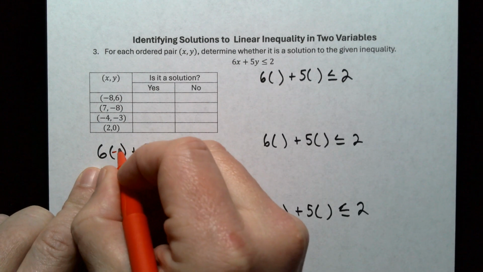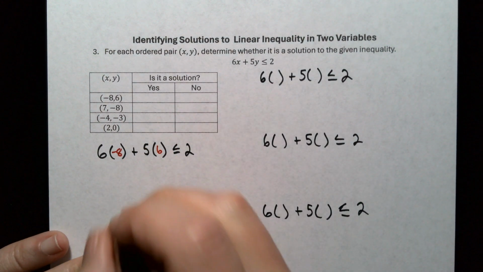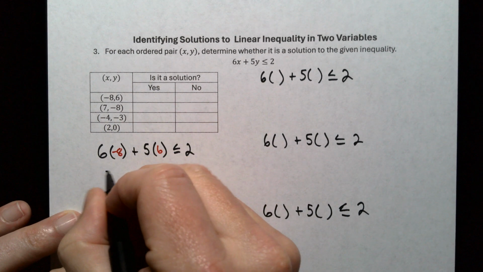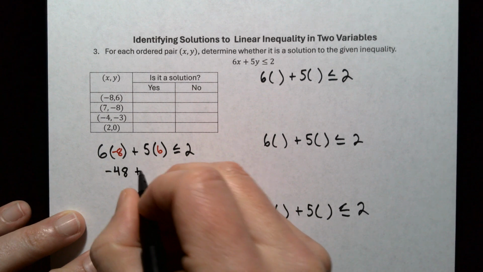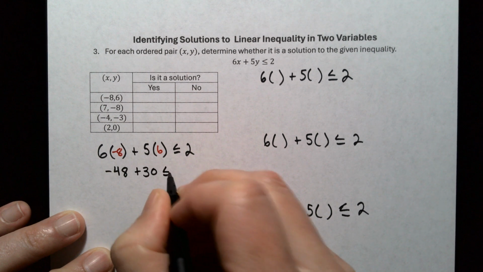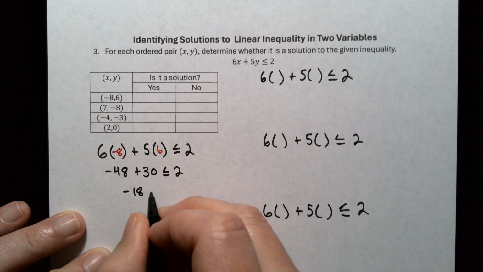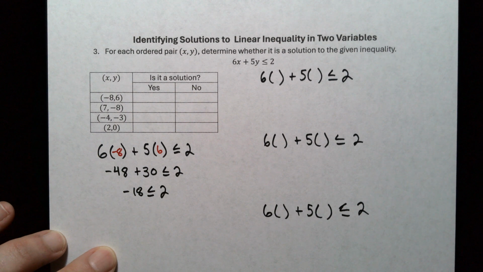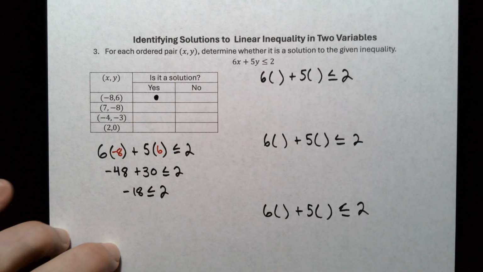So I've got -8 and I've got a 6. Okay, so 6 times -8 is -48. And then 5 times 6 is 30. Okay, and -48 plus 30 is -18. So is -18 less than or equal to 2? Yes, yes it is. So that is a solution.